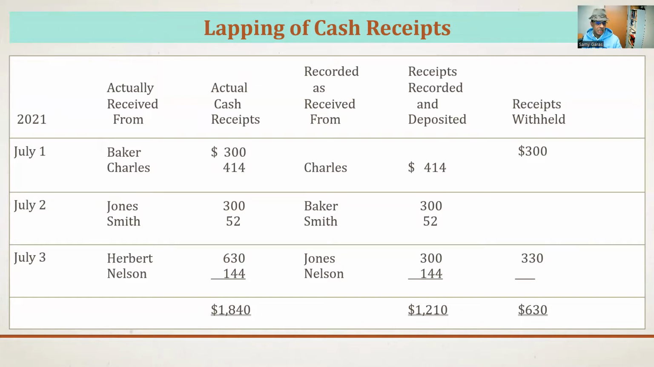So lapping of cash might go like this year after year. And the auditor can find it out by checking the receipt numbers and the dates of the receipts.